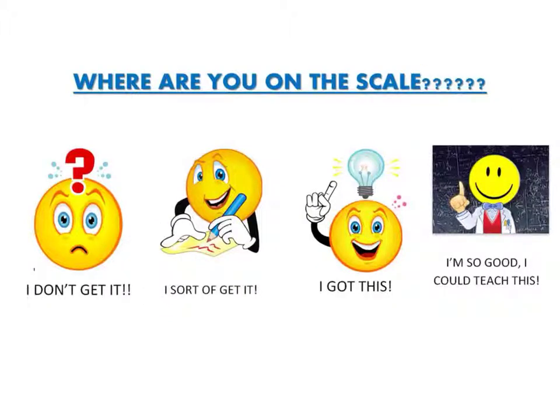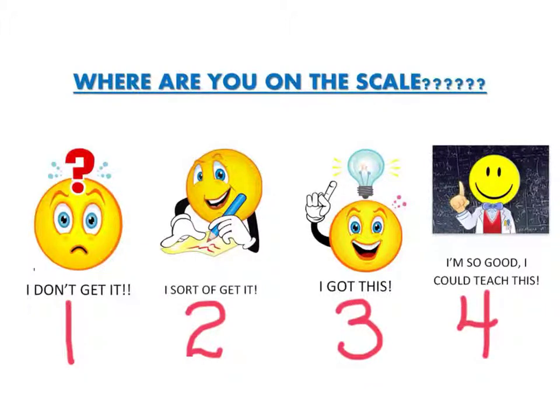So, at the beginning of this lesson, I asked you to put at the top of your notes the numbers 1, 2, 3, or 4 about where you were on your knowledge of rhombuses. And now I want you to put at the end of these notes where you are on the scale. Are you still a 1? You don't get it. Are you at a 2? I sort of get it. Do you now get it? Or now are you so good you could teach this lesson to somebody? If you're the first one to show me these numbers, I will add 5 points onto your next test grade.